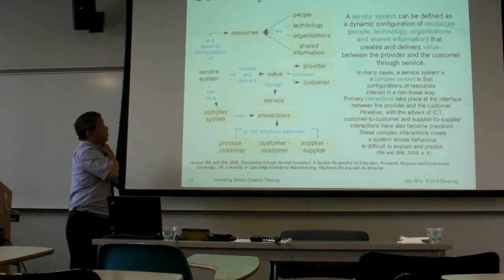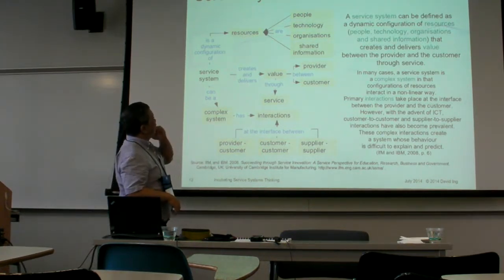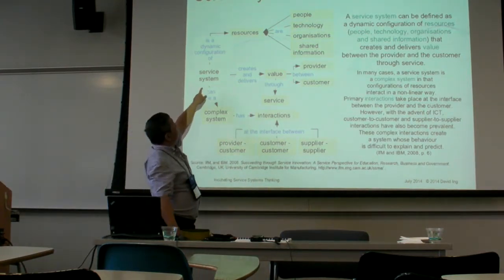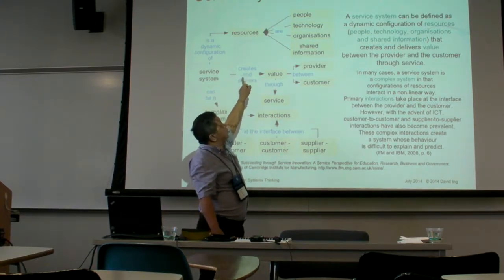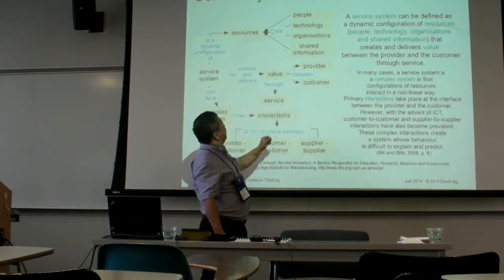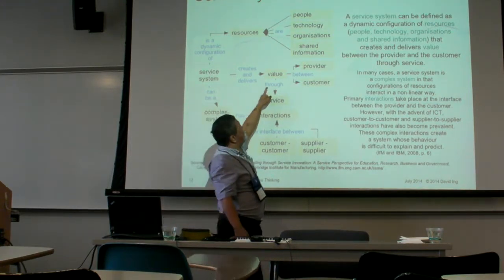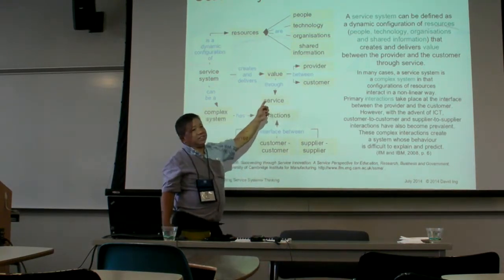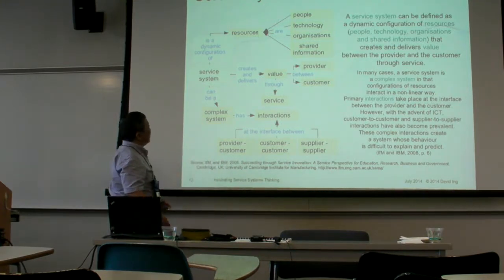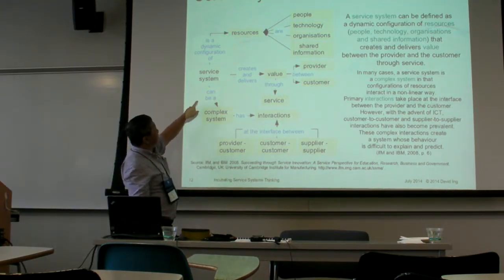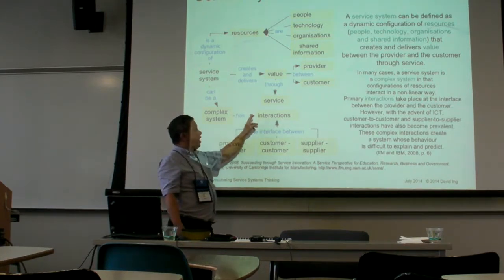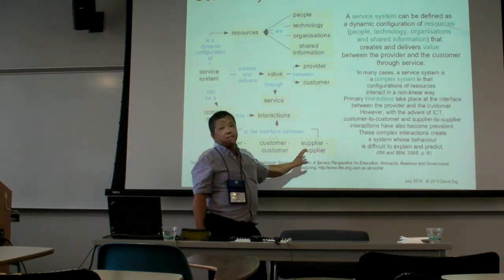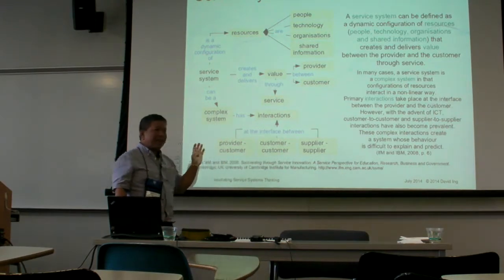The definition I like for service systems, this one is not yet an object process methodology, but it actually says what's on the right-hand side, is that a service system is a dynamic configuration of resources. Those resources are people, technology, organization, and shared information. A service system creates and delivers value. The value is between a provider and a customer, and the value is provided through service. It'd be a little nicer if it didn't refer to itself, a self-referential problem there. A service system can be a complex system. The complex system has interactions. The interactions are an interface between provider-customer, customer-customer, and supplier-supplier. Okay, so I'm taking that as a definition.